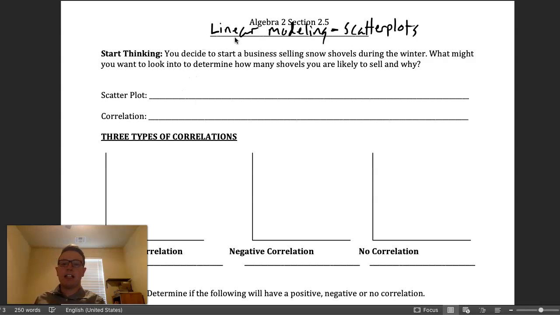Today we're going to be looking at linear modeling, which is really just a way of saying we're going to be looking at scatter plots. So let's start by trying to figure out why this might be important.